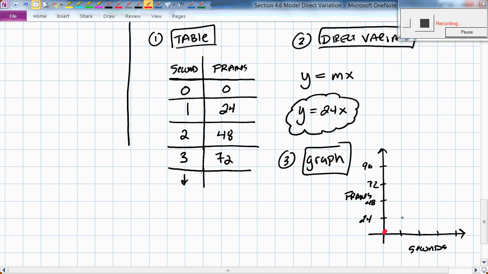So my direct variation after 0 seconds, I've seen 0 frames. After 1 second, I've seen 24 frames. After 2 seconds, I've seen 48 frames. After 3 seconds, I've seen 72 frames. And after 4 seconds, I've seen 96 frames. You guys with me on that part? Yeah? Okay.